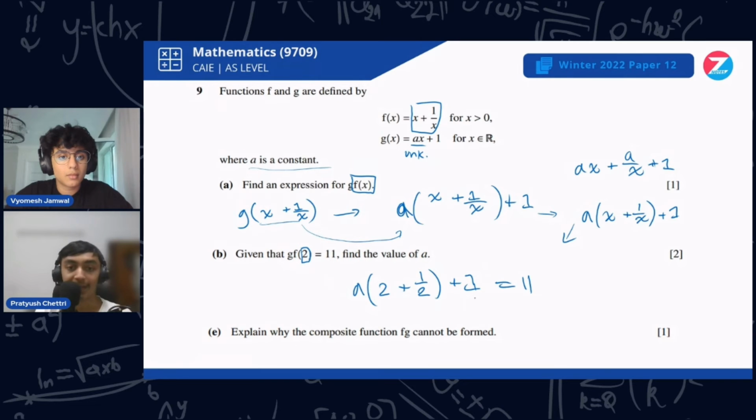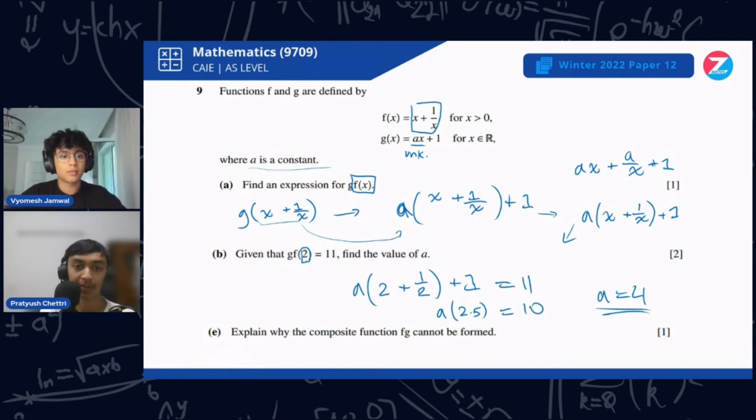What that means is we can now find the value. Yippee. A times 2.5 is 2.5. Try not to use decimals, it's just easier here, but sometimes you don't want to. Subtract 1 from each side, you get 10. So a is equal to 10 over 2.5, which is 4. A is 4. We just use the gf expression, make it equal to 11, x equals 2, and we get the answer. And now, explain why the composite function fg of x cannot be formed.